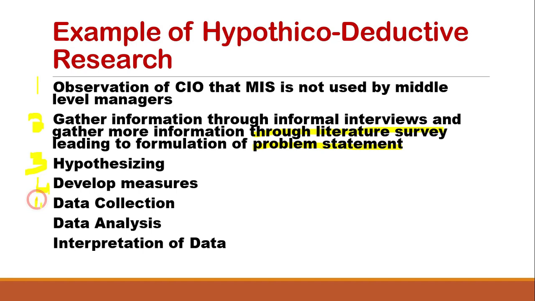Then, the CIO starts data collection using a survey. Later on, after the data is collected, the CIO starts the analysis. Lastly, based on the result, the CIO deduces or concludes that managers do not use MIS due to certain factors, such as not having knowledge of computers, and these deductions help the CIO to take necessary action to solve the problem, which might include, among other things, organizing seminars to train managers on the use of computers and to tell them about the usefulness of MIS.